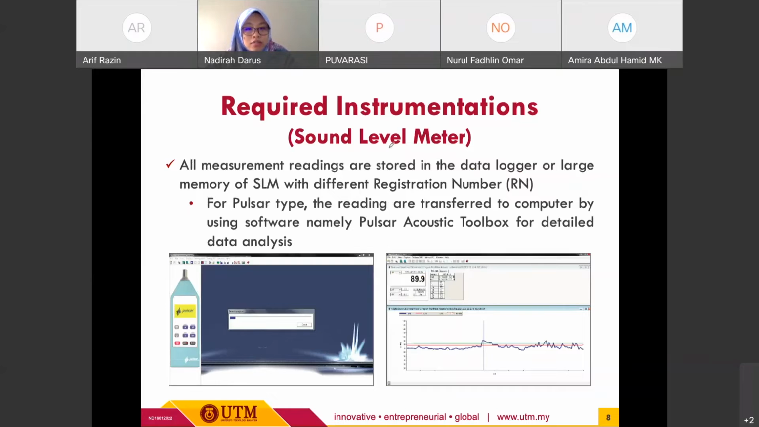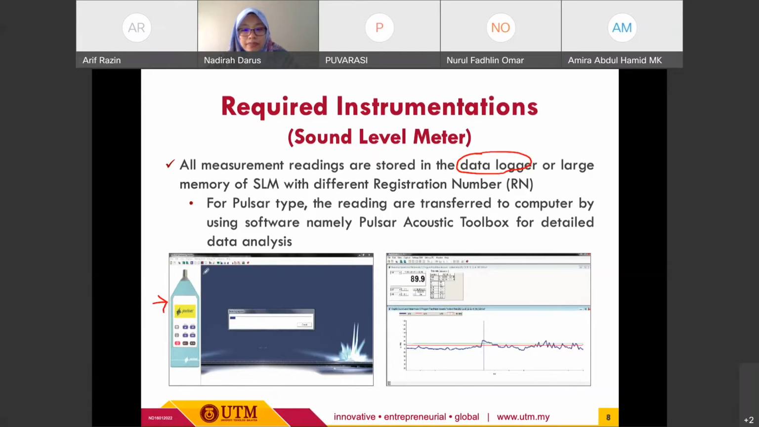Okay, some more regarding the sound level meter. As I mentioned just now, type 1 is more comprehensive ataupun dia lagi detail as compared to type 2. So basically type 1 dia come together with the data logger. Dia ada dia punya own software to store the data. Okay. For example, still we take the Pulsar sound level meter model. So ini adalah dia punya interface for the software.